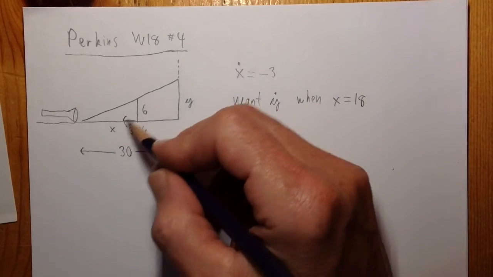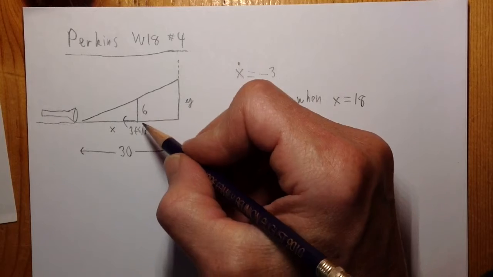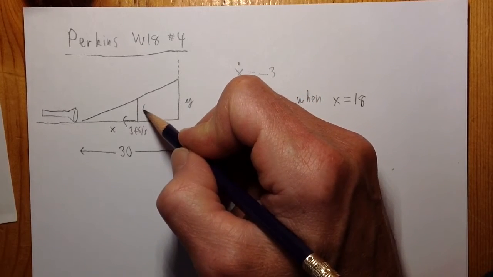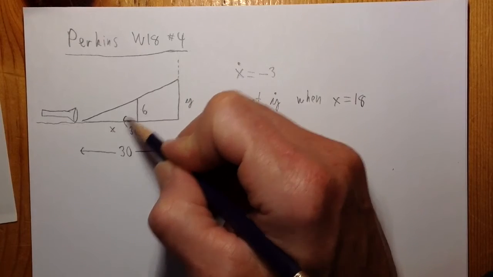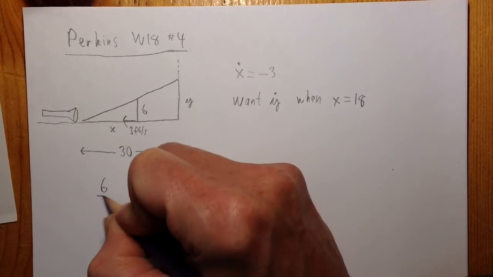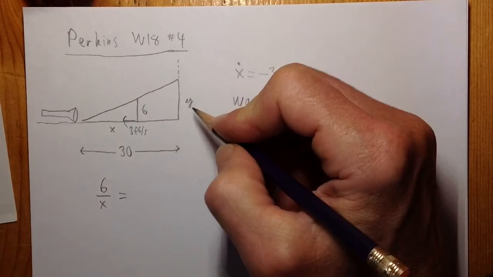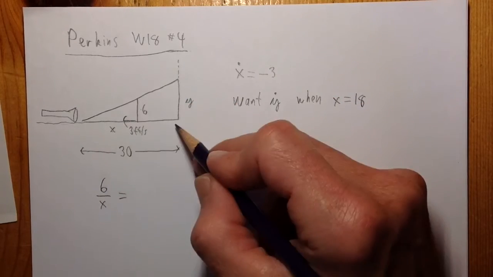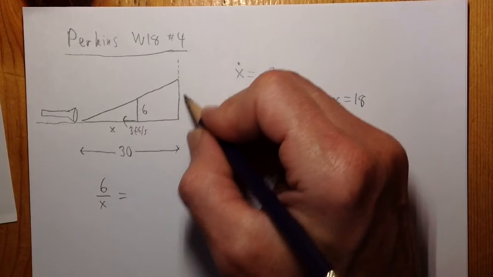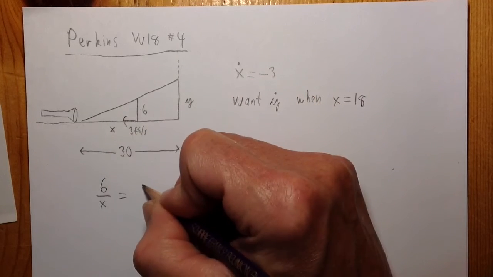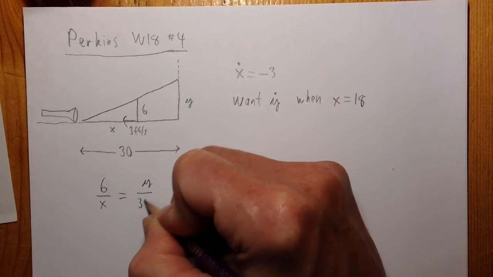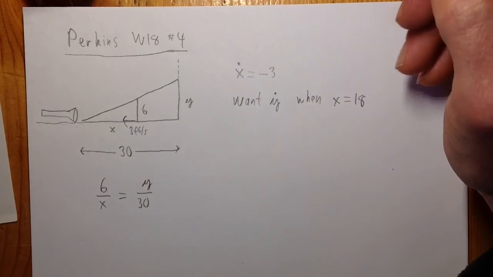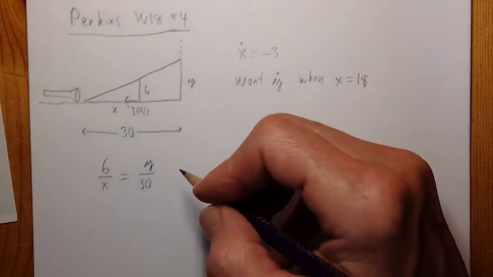So let's do that. It doesn't matter which one you put on top or the bottom. Let's do the small triangle. 6 is to x, so this side is to that side. So 6 is to x as y is to 30. That's always 30, right? So the big side is 30. So y is the big triangle. This is always 30. So as y is to 30.